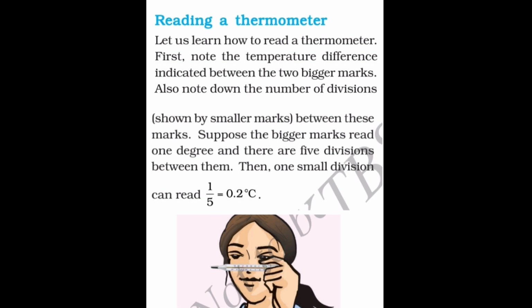Now let us move on to our next concept, reading a thermometer. Let us learn how to read a thermometer. First, note down the temperature difference indicated between the two bigger marks. Also note down the number of divisions between these marks. Suppose the bigger marks read 1 degree and there are 5 divisions between them. Then one small division can read 1 by 5, which is equal to 0.2 degrees Celsius.